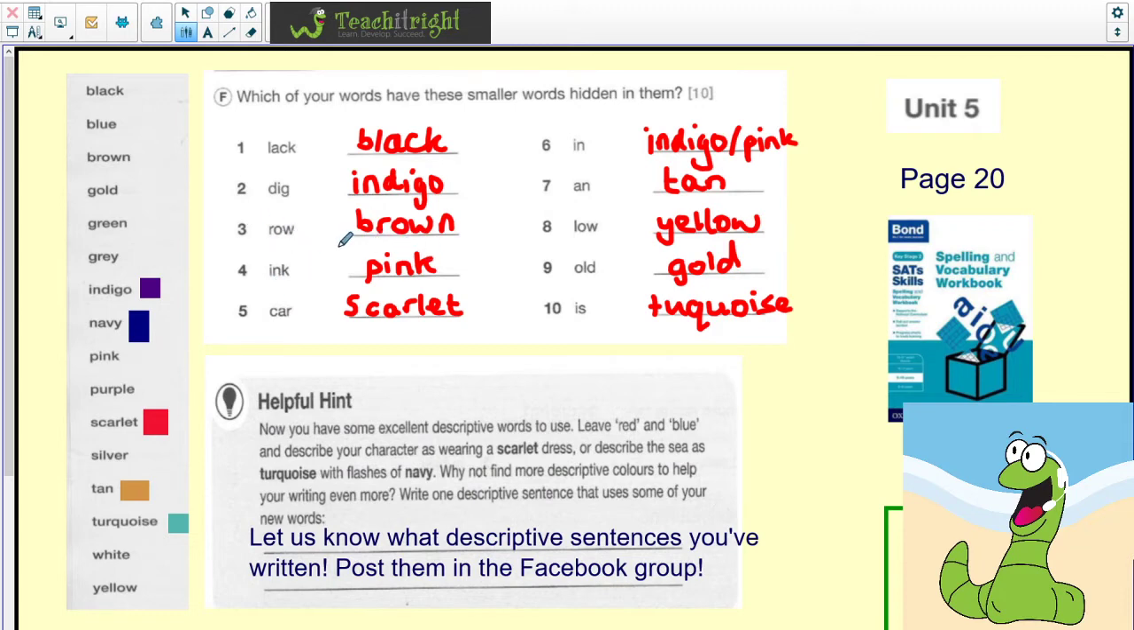So if you think of brown, for example, you've got the word row in it. So you could learn that by learning the word row and then just thinking about the B and the N. So that would make it really easy. So really important. And I've spotted another spelling mistake.